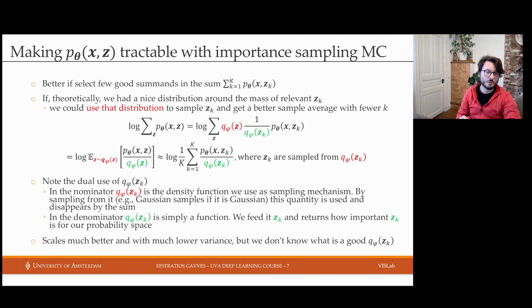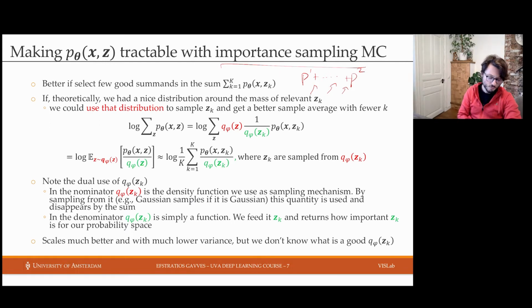A better way to address this problem is to use importance sampling. If again I have my summands in a very big sum, it would be better if I were able to focus on a few of those that are large enough, therefore important enough for the final summation. These would reflect our final average better.